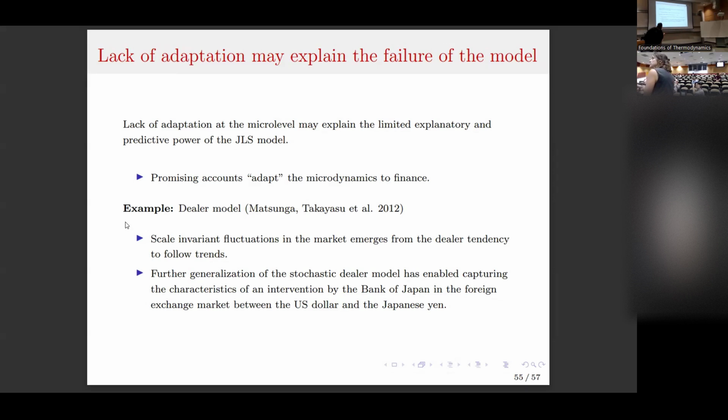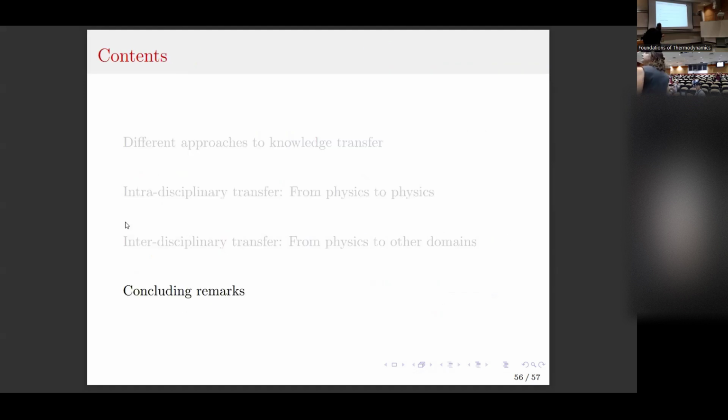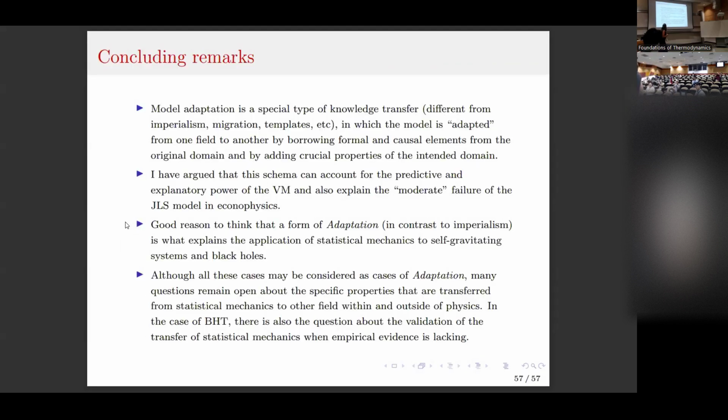For instance, Tayasu et al. can actually give a certain explanation of, for instance, the intervention by the Bank of Japan in the financial market, which I found very interesting. So if we compare the JLS model with other more recent approaches that are more adapted also at the microscopic level because they are agent-based models, then we see some progress. So it seems that the problem with certain approaches of statistical mechanics applied to stock market crashes is not only that the field is difficult, but also that they haven't really adapted the model to the new field. I have said a lot already, so now let me conclude.